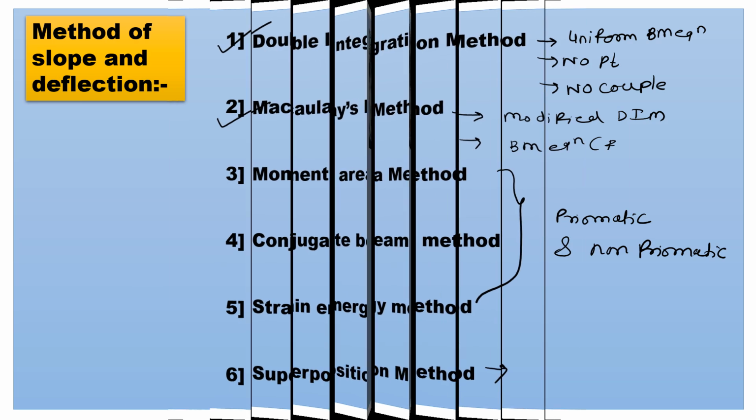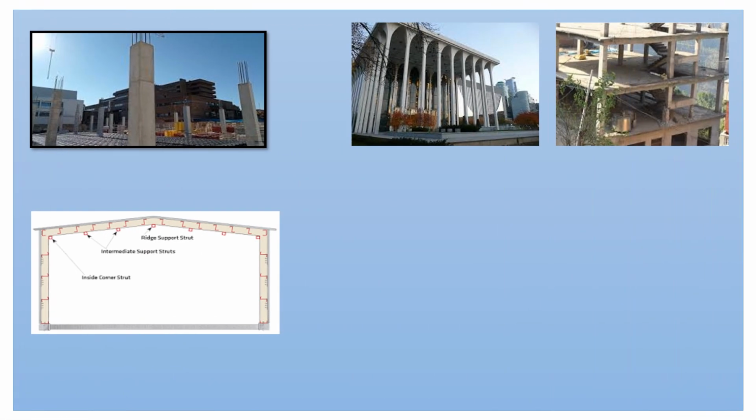Then next is columns and struts. In the first figure, the column is a vertical component which is subjected to compressive loading. Then next is struts. Struts are inclined members which are also subjected to compressive loading. Struts we use in steel structures or in construction of trusses, and we use columns in case of RCC structure.